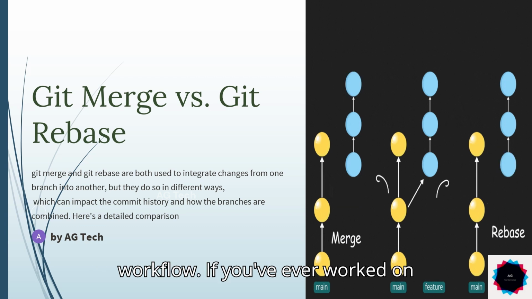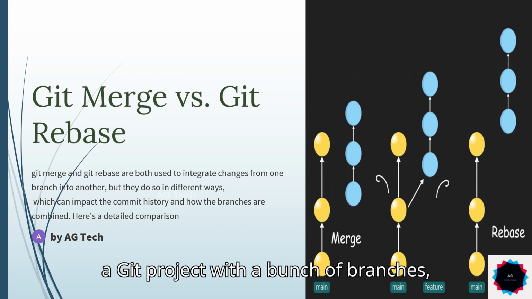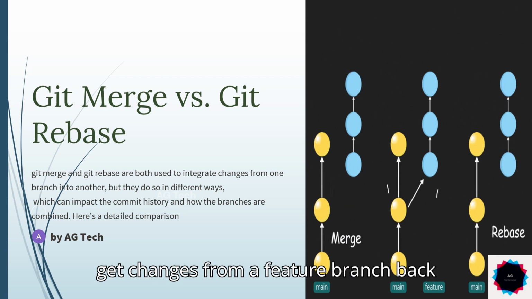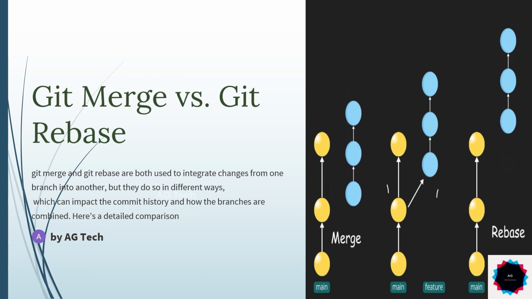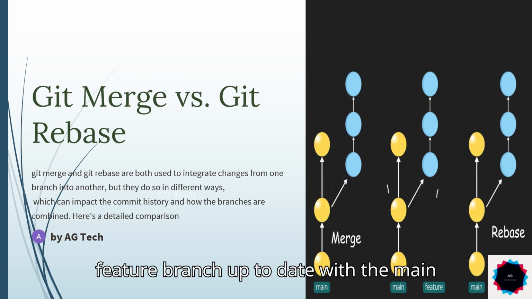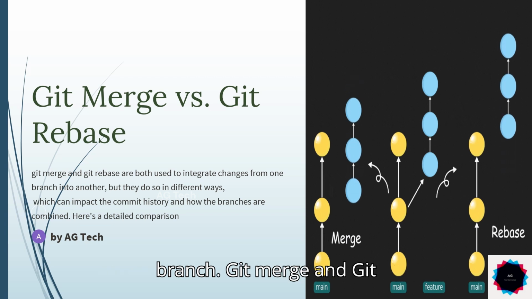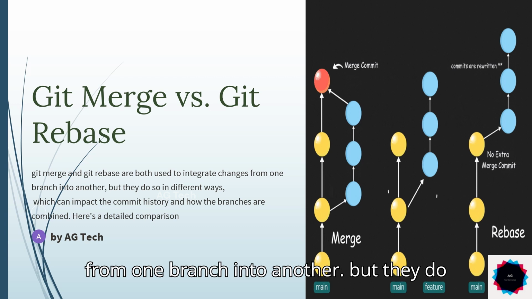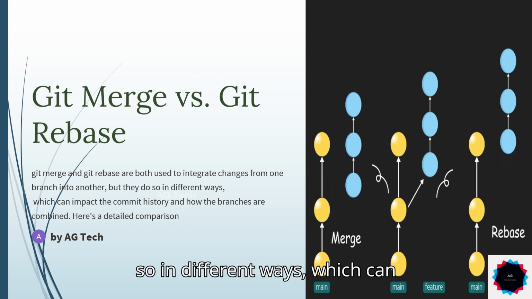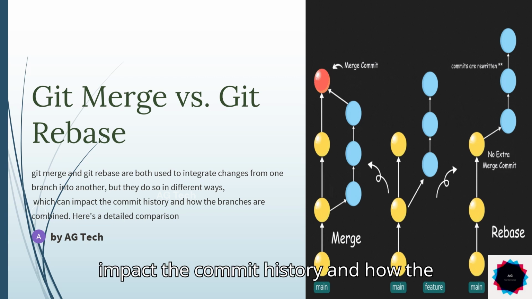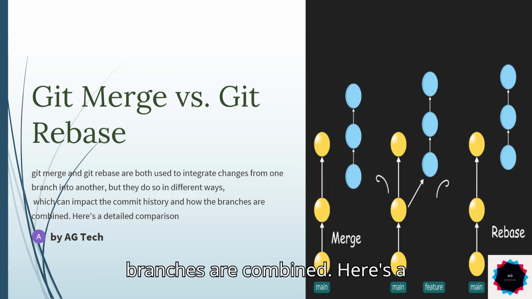If you've ever worked on a git project with a bunch of branches, you've probably had to figure out how to get changes from a feature branch back into the main branch, or keep your feature branch up to date with the main branch. Git merge and git rebase are both used to integrate changes from one branch into another, but they do so in different ways, which can impact the commit history and how the branches are combined.